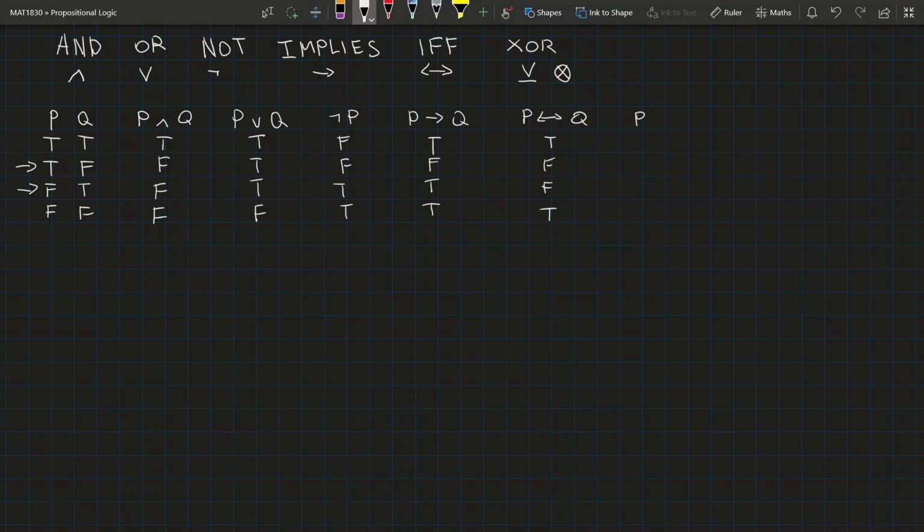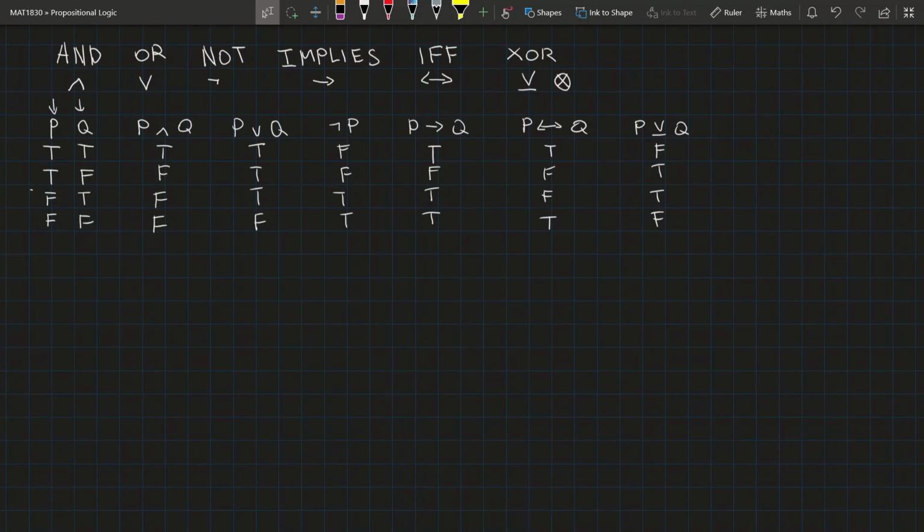And exclusive or, P XOR Q is true if exactly one of P or Q is true, but not both. So P true, Q true. So if we're looking at these two columns here, that's going to be false, since only one can be true. True, false, that's true. False, true, that's true. False, false, that's false. Those are the basic logical connectives that we need to know.